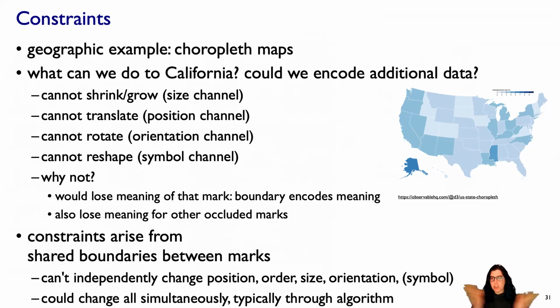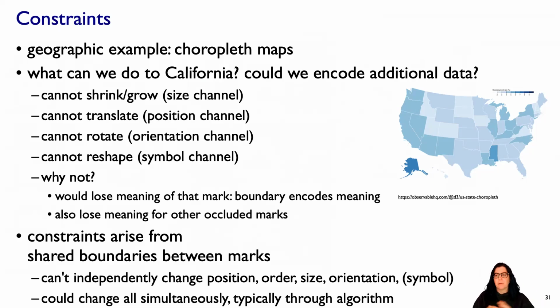Can I just shrink California or grow it? Well, no. Then it would include Nevada, or suddenly there'd be a big gap between Nevada and California. That's not how the world works. Can I translate it, that is, change the position channel? No, I can't put California on top of Texas. Again, that's not how the world works. I can't rotate California. I can't turn California into a triangle and change its shape. That wouldn't make sense given the meaning of this data, right?